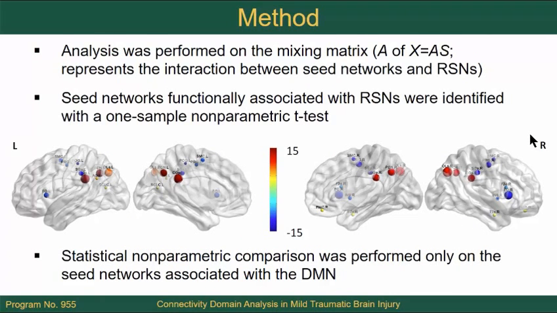What we did next is we had 145 seed networks. We wanted to find which ones were actually associated with the default mode network. So we had 17 controls that we used in this study. We performed a one-sample non-parametric t-test for all of these seed networks to extract which ones were associated with the default mode network, and they're shown here. Red indicates a positive correlation, blue indicates an inverse association with the default mode network.